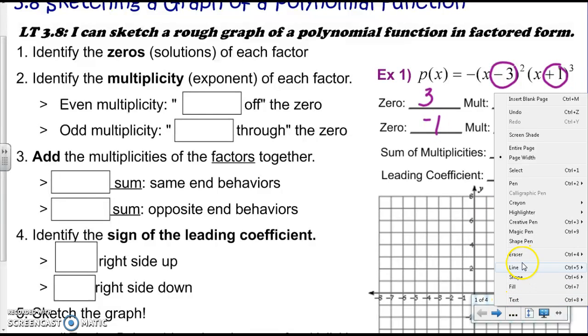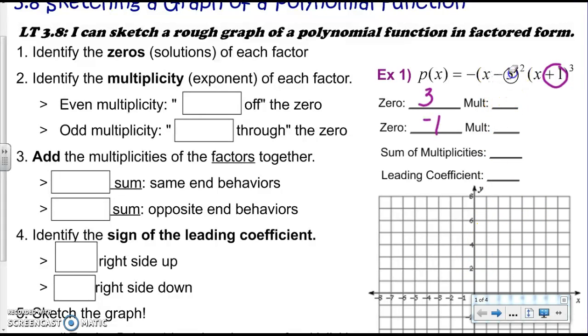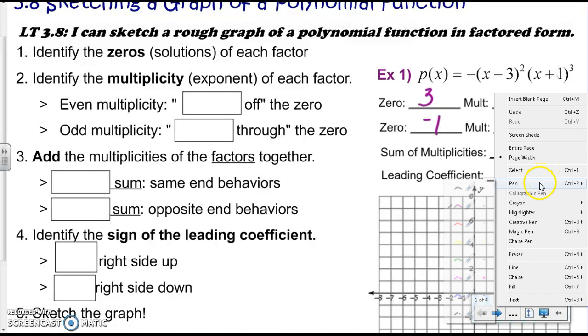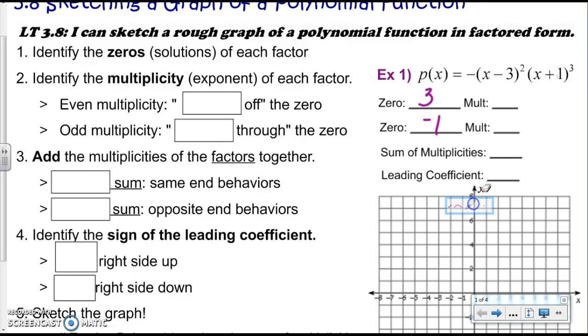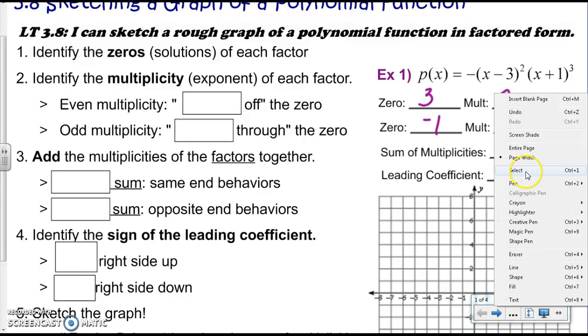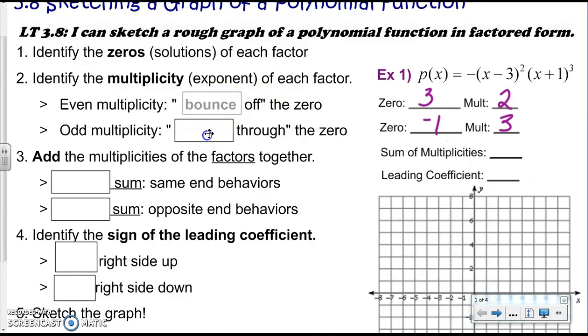What you really need to look at here is also the multiplicity. Remember, multiplicity comes from an exponent. So for the x minus 3, my multiplicity is going to be 2, my exponent is 2. And then for negative 1, my multiplicity is going to be 3 because my exponent is 3.